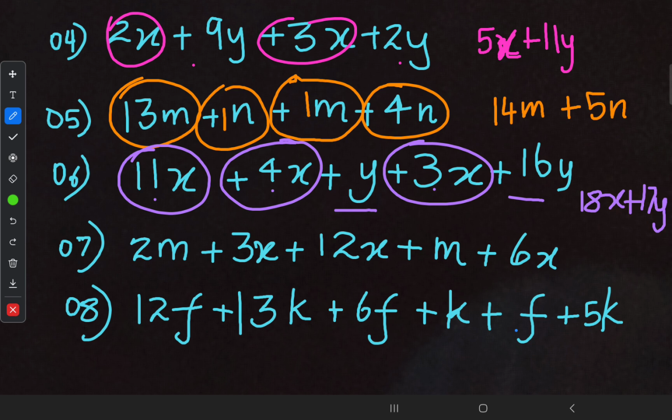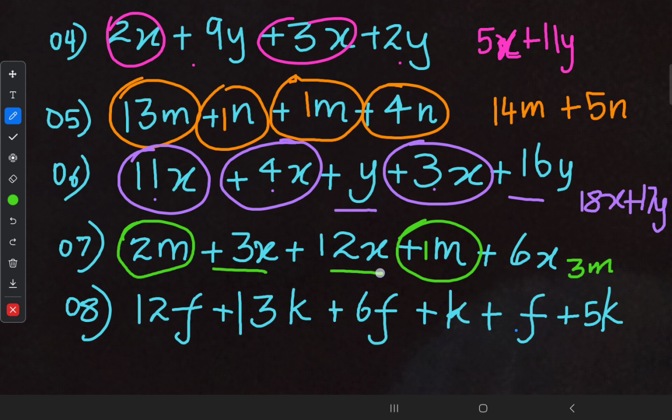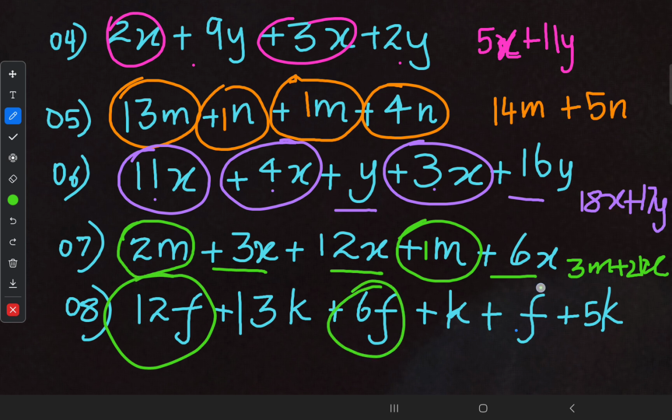Next one, here are also so many variables. Think about it clearly. 2m and m. These two will become 3m. Then x particles, 3x, 12x. So 15x plus 6x will become 21x. Next one, 12f, 6f and f. So 12 plus 6 is 18, 18 plus 1 should be 19f.